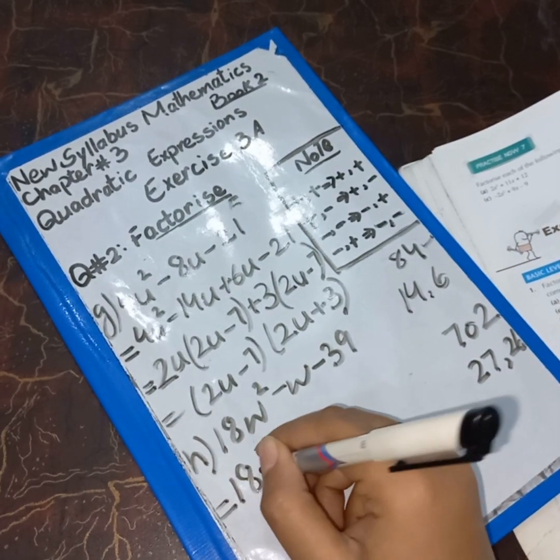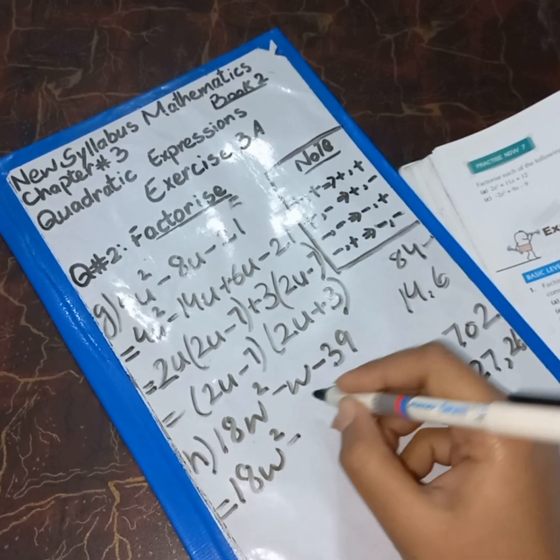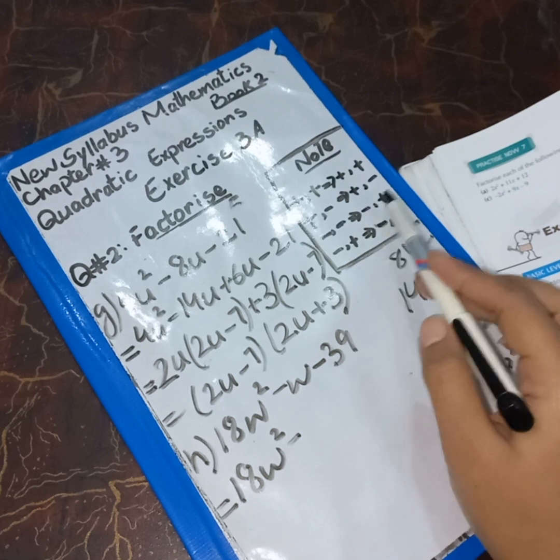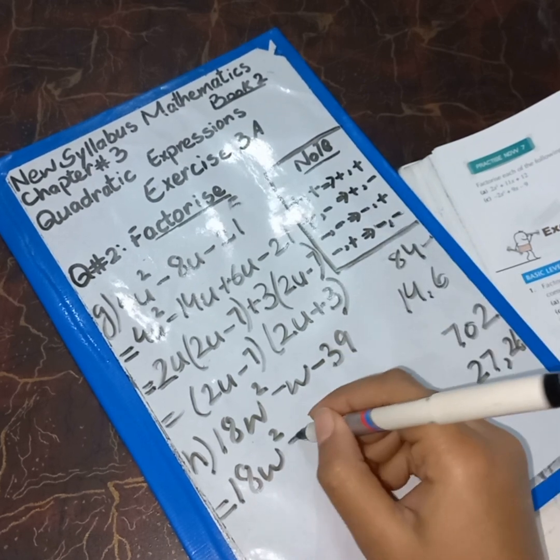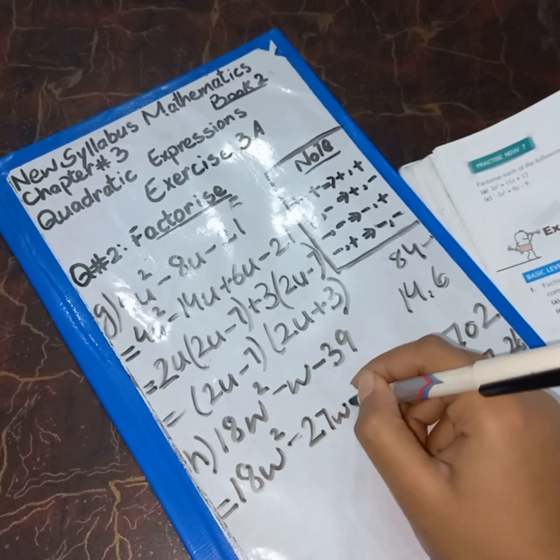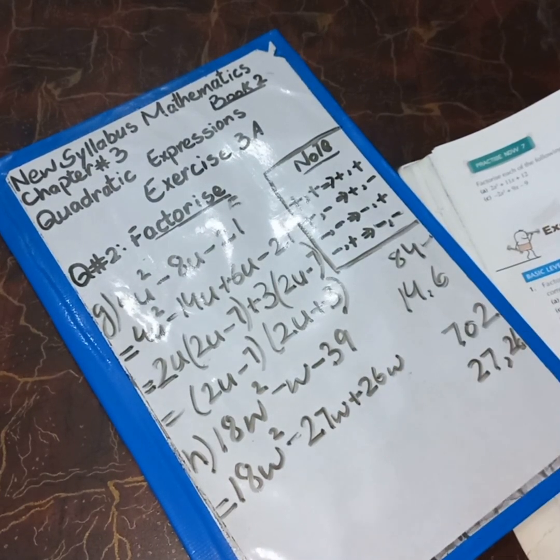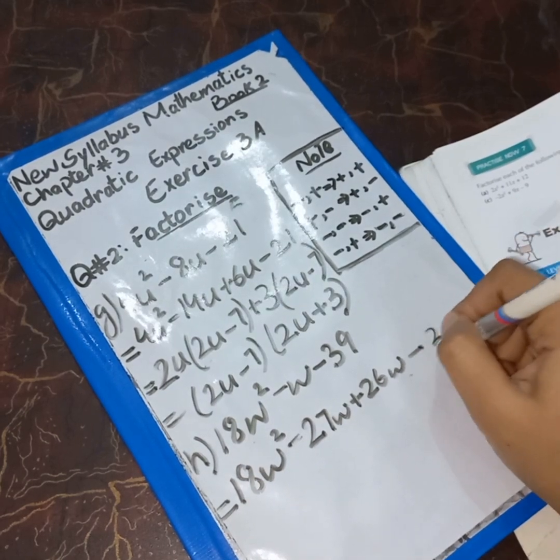So 18w square, minus minus minus minus plus, so minus 27w plus 26w minus 39.